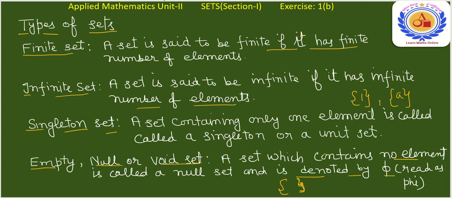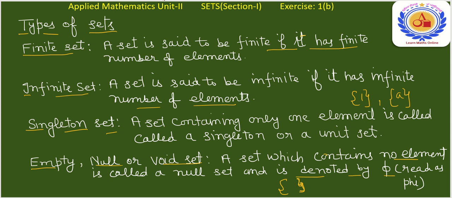So there are many examples of finite sets, like number of books in your bag, number of family members of your family, number of students in your class. The another one is infinite set. A set is said to be infinite if it has infinite number of elements. Again, there are so many examples, like number of stars in the sky, or you can say set of natural numbers is another example of infinite set.